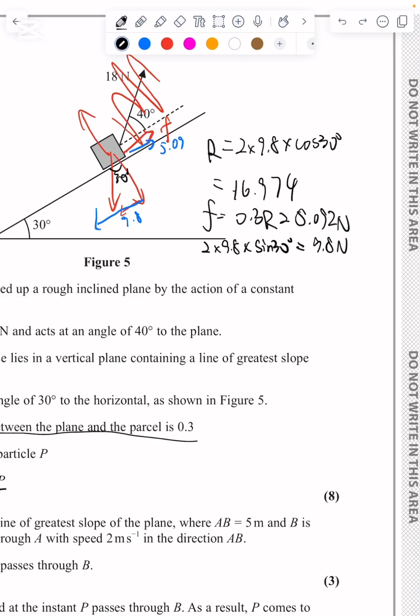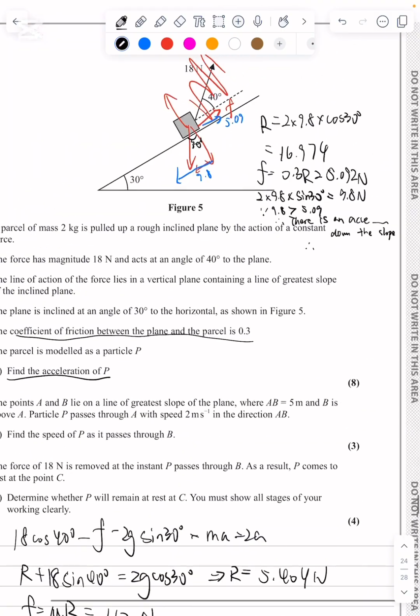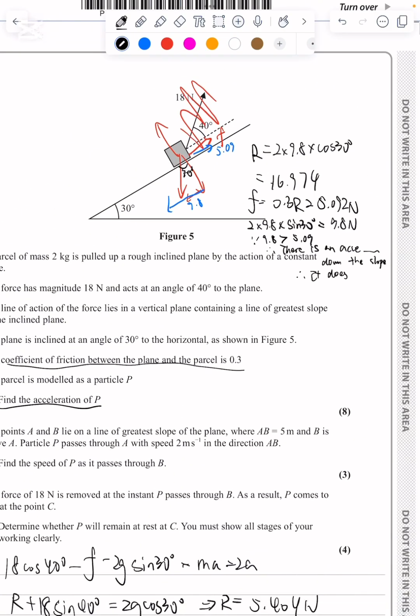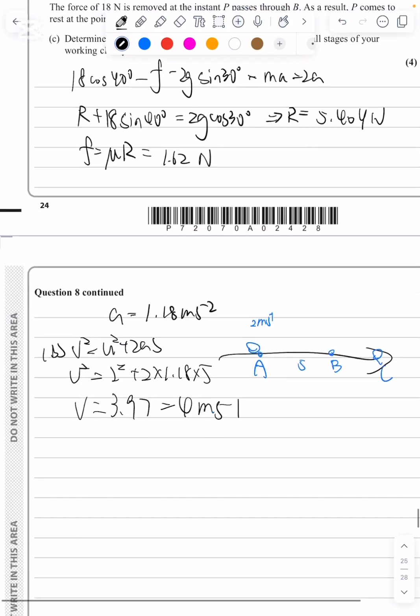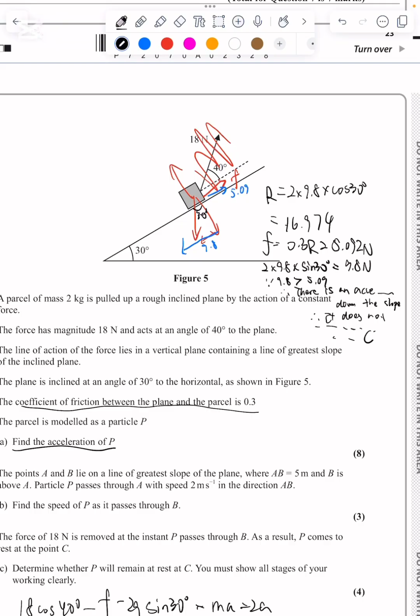How do I write this? Since 9.8 is larger than 5.09, there is an acceleration downwards, down the slope. So it doesn't come to rest. It does not remain at rest at point C. Yeah, that's it. Okay, how long did it take? I don't know.